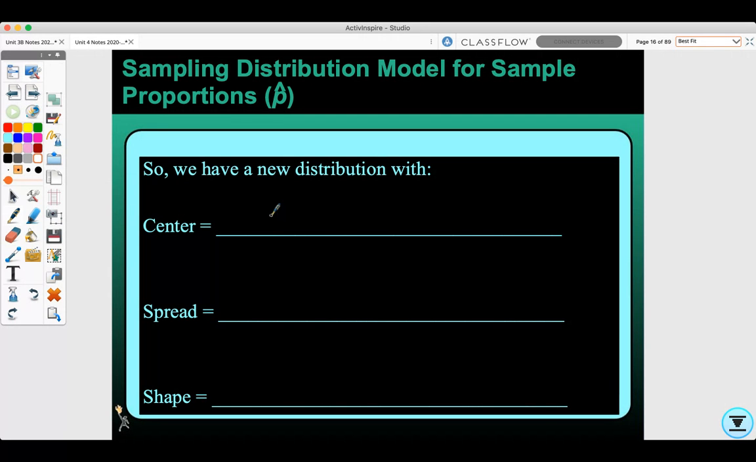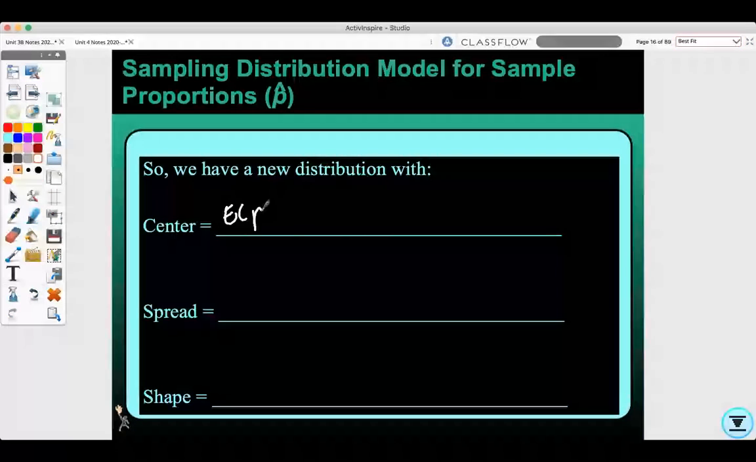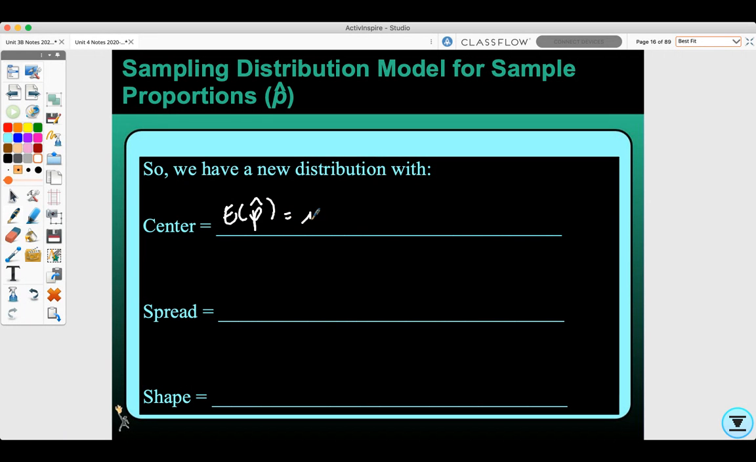So we have a new distribution with our center, our expected value of p-hat, which is mu of p-hat, which equals p. Our spread, our standard deviation of p-hat, which is sigma p-hat, which equals the square root of pq, all divided by n. And our shape is approximately normal.